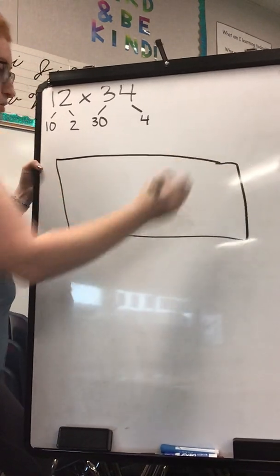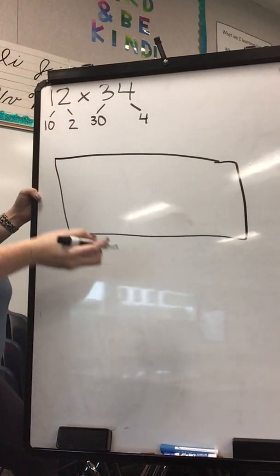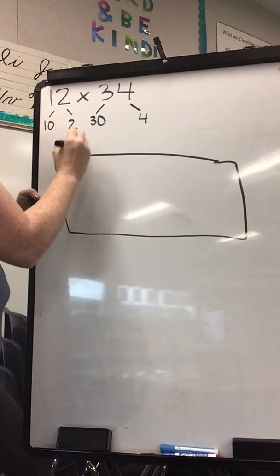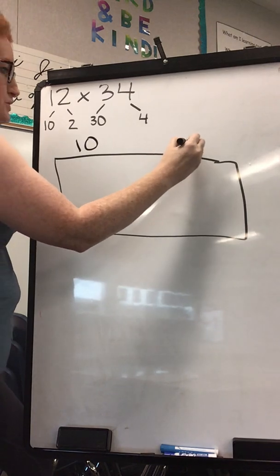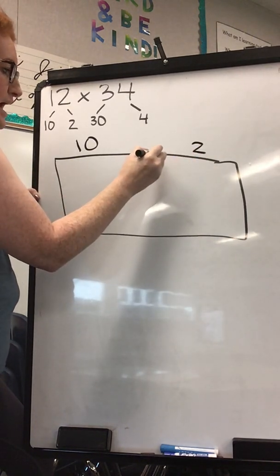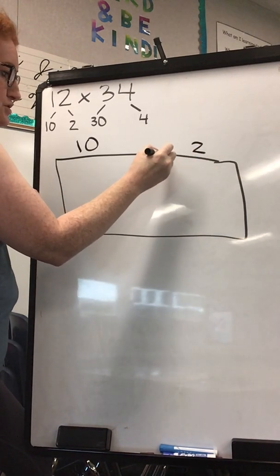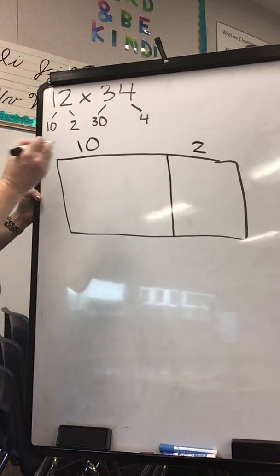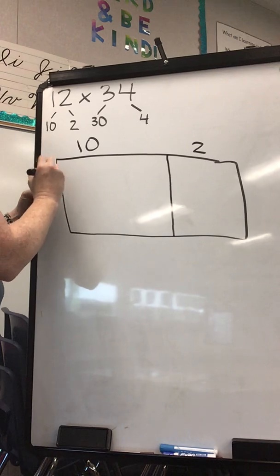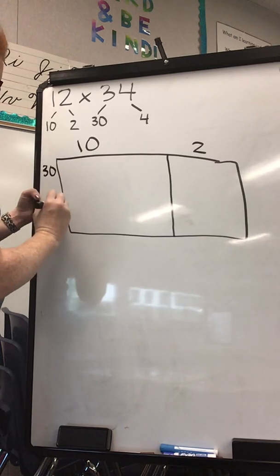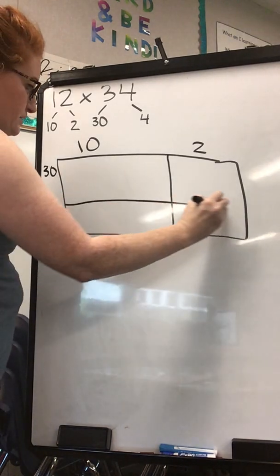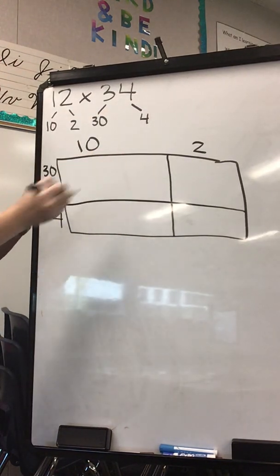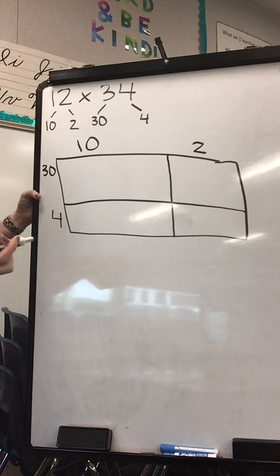And again, I'm making it a little bigger than necessary just to help you guys out. So first, I'm going to start with 10 and 2. So 10 is going to go on top, and then the 2 over here. And remember that 10 is larger than 2, so it's going to take up more area. And then we're going to do 34, which would be 30 and 4, and then we will make another box. So now because we have 4 numbers that we're multiplying, we have 4 sections of our area model.